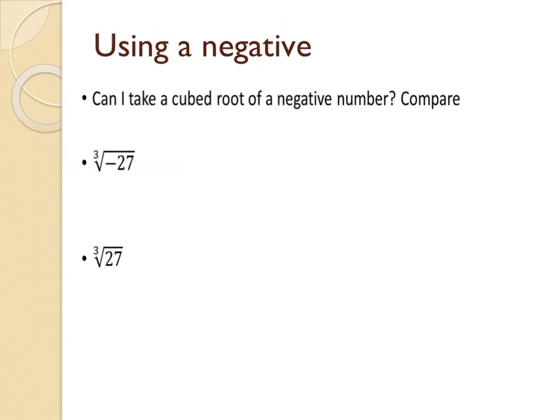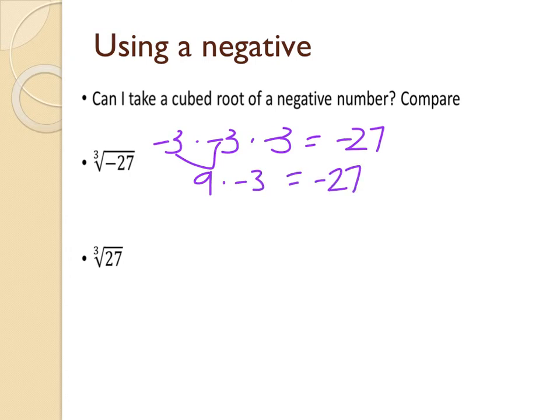Can I take a cube root of a negative number? I discussed this a few slides earlier. And yes, you can take a cube root of a negative number, because negative 3 times negative 3 times negative 3 equals negative 27. Because I have 3 negatives, my 2 positives are going to cross out, and I'm going to be left with 1 negative. So 9 times negative 3 equals negative 27. When your radicand is negative, your answer will be negative with cube root.